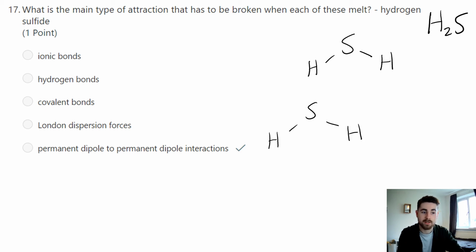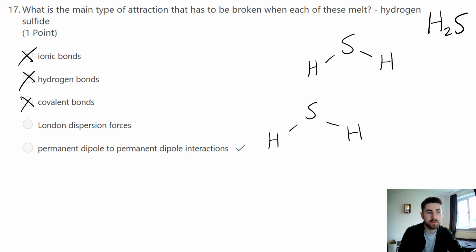when we melt hydrogen sulfide, as I've said previously, we're not breaking covalent bonds. So any mention of covalent bonds we can get rid of. It's non-metals, so it's not going to be ionic bonds. And we don't have an NH, OH or FH group, so it's not going to be hydrogen bonds either. So we're left with London dispersion forces or permanent dipole to permanent dipole. The way that we determine what the answer is, we look at whether we have polar molecules, which would give us permanent dipole to permanent dipole, or non-polar molecules, which would give us London dispersion forces.